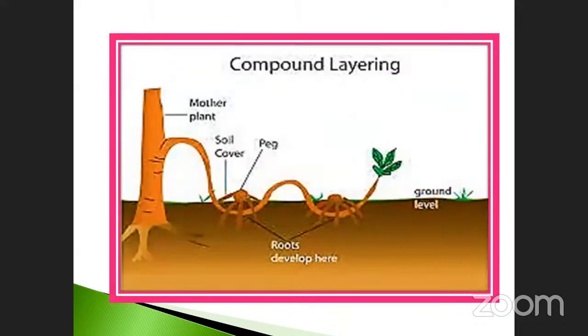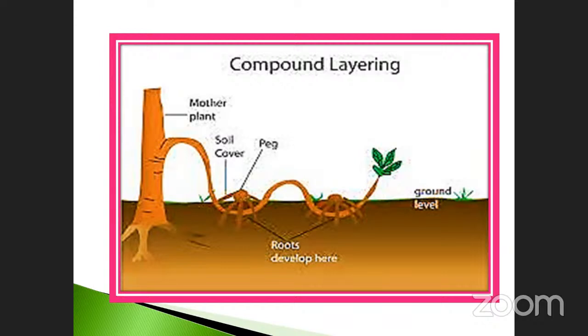This is called compound layering. Compound means more than one. In the first slide we saw, only one layering is possible. Here there are two layers. Sometimes with some plants, more than one layering is possible. So this is the mother plant, attached with the soil. The other branches may be bent like structures, and you have to place them under the soil, buried under the soil.